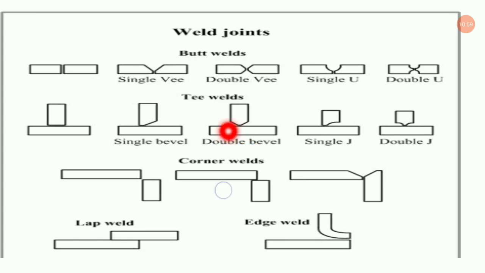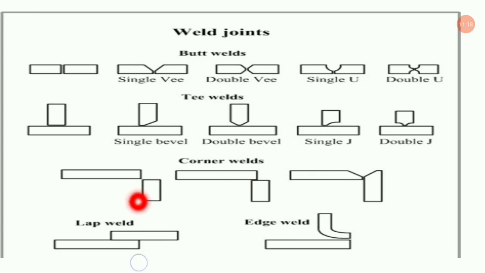Here you can see the double bevel, where the deposition will be here only. These sides will be depositions only. Single J, here you will find the single J, and the double J, here it is double J. Now the corner welds are this one. Here the deposition will be taking place, these ones. These are the corner welds.